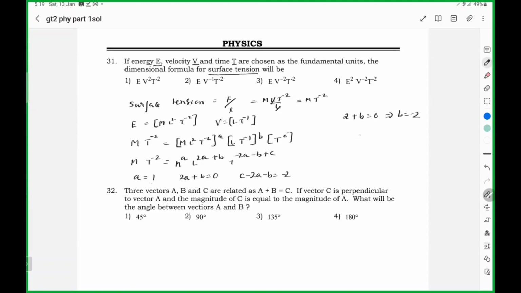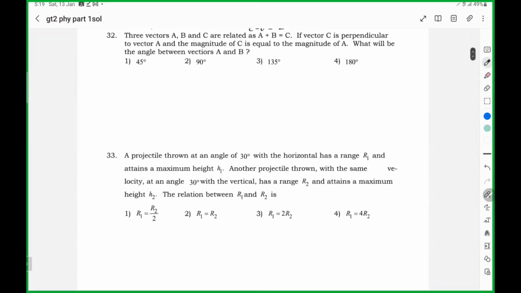And here it is 2a plus b is 0. C here is minus 2. So surface tension in terms of energy power a, velocity power b, we got it as minus 2, and c we got as minus 2, so the third option is correct.